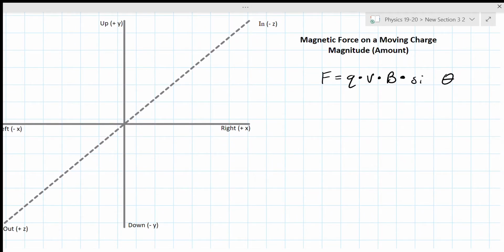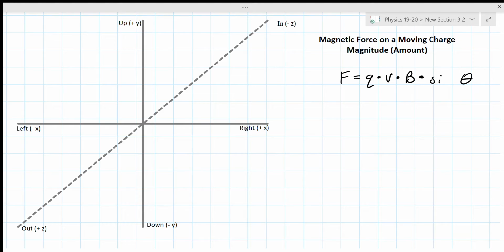Hello everyone. This is going to be a video on the magnetic force on a moving charge. More precisely, it's going to be a video on how to determine the magnitude, or the amount, of force that acts on a moving charge. And to do that, we're going to use this equation: F equals Q times V times B times the sine of an angle theta.